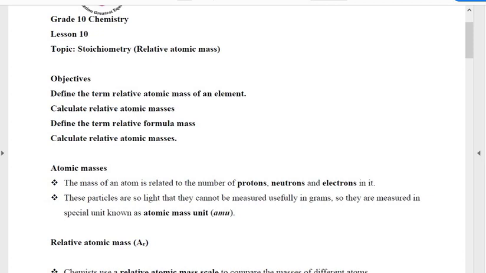It's very simple. Right, so we are looking at relative atomic masses and our objectives. Let's just take a look at the objectives. By the end of this lesson, we should be able to define the term relative atomic mass of an element, to calculate the relative atomic masses of different elements, to define the term relative formula mass, and then to calculate the relative formula masses. Okay, so there's an error there. It's supposed to be relative formula masses. I will correct it before I send you this document.